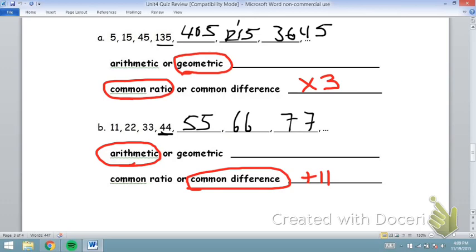So again, since we were adding here, adding 11 to each term to get the next one, it was arithmetic and also common difference. And that was letter B. And we were adding 11 to each one. And letter A, since we were multiplying each term by 3, it was a geometric sequence. And therefore it was a common ratio that we were finding.